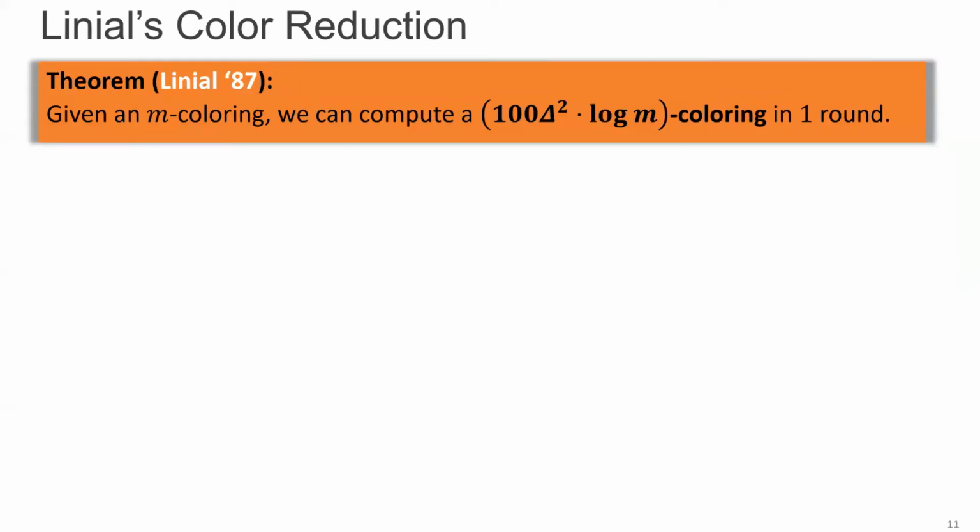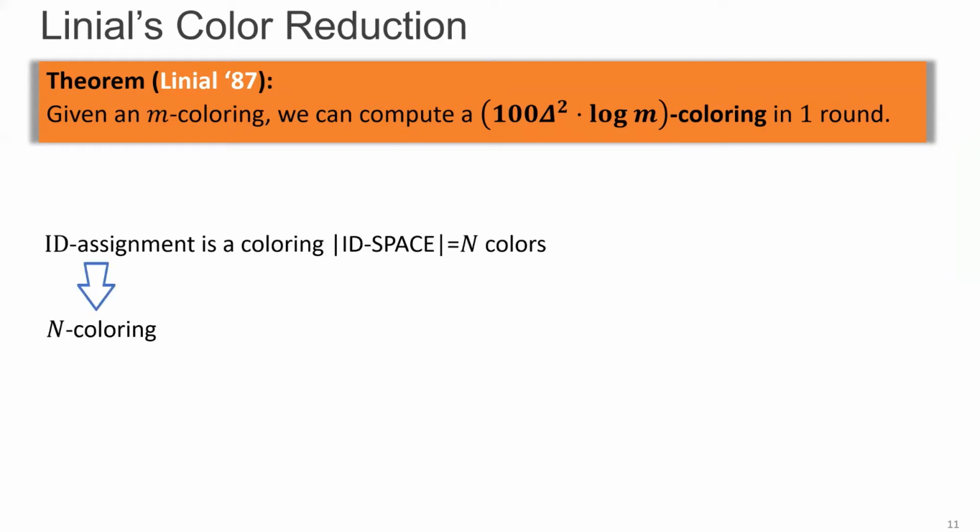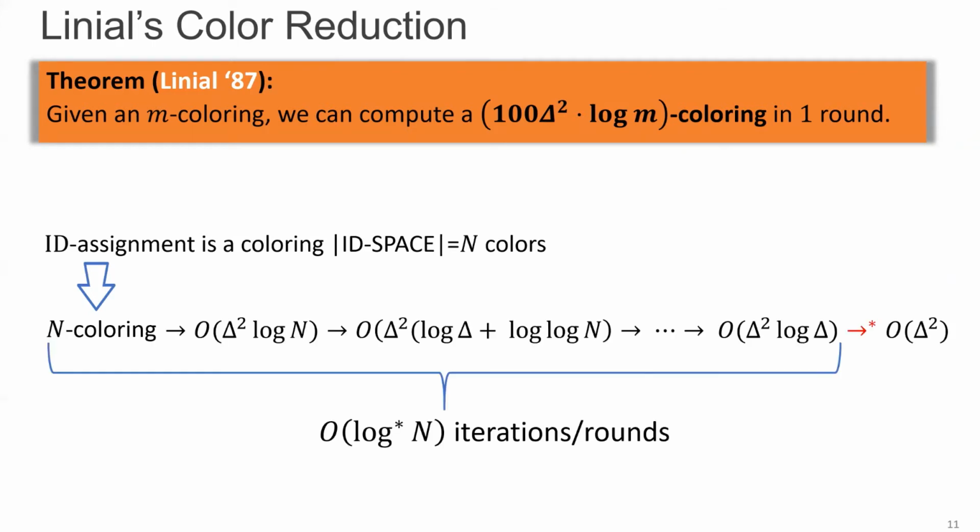So let's start with Linial's algorithm. At the core of his algorithm is this one round color reduction procedure. You're given an M coloring, and he shows that you can compute a 100 times delta squared times log M coloring in one round. And then he uses this to come up with this log star round algorithm. You just take your initial ID assignment, interpret it as a coloring with n colors, and apply this result log star n times until you get down to a delta squared color.